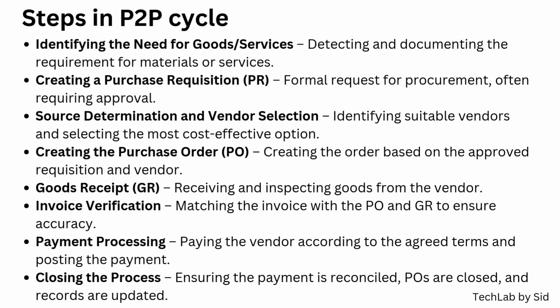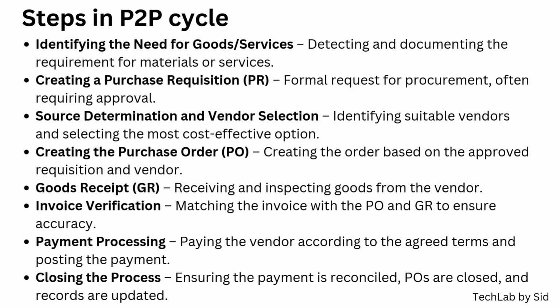The PO is an official order that formalizes the procurement process. It is created based on the approved requisition and chosen vendor, outlining the specifics of what is being ordered, the agreed-upon price, and delivery terms.